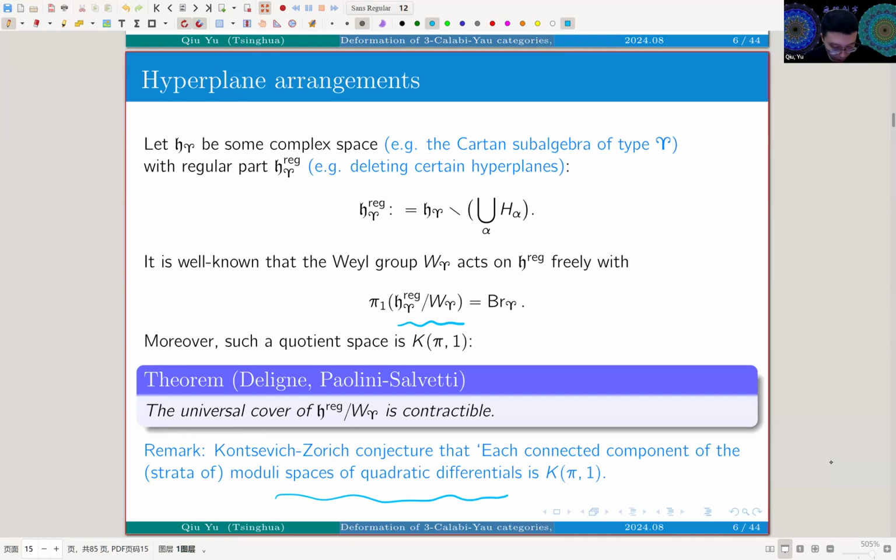So the categorical point of view is that the universal cover of this type of space is given by the space of stability conditions. So that's the general story.